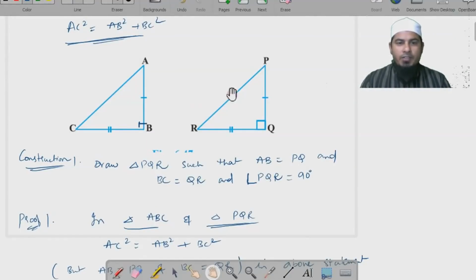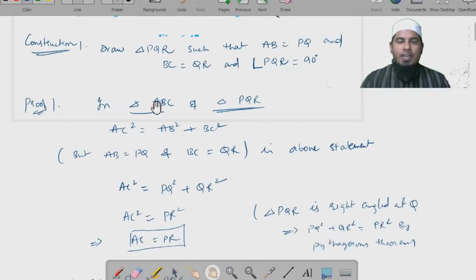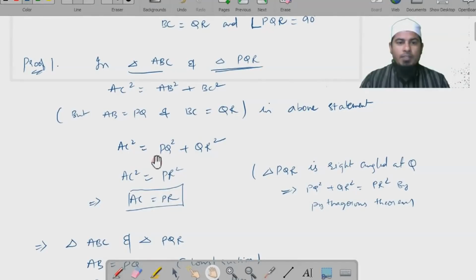We construct triangle PQR such that AB is equal to PQ and BC is equal to QR. Moreover, we construct triangle PQR with a 90 degree angle PQR. In triangle ABC and triangle PQR, if you keenly observe, AC square is equal to AB square plus BC square is already given. When we change AB square plus BC square with PQ and QR, what happens here? It will become AC square is equal to PQ square plus QR square.